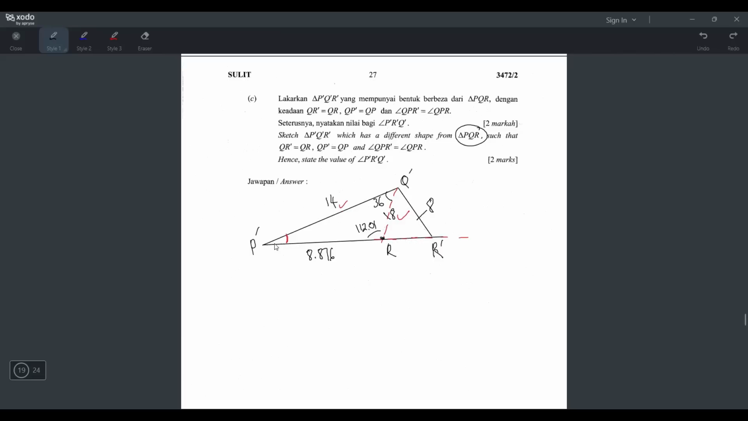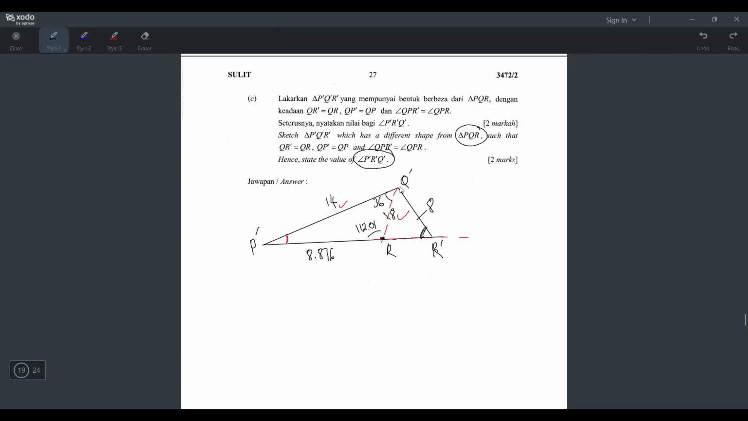Okay. The dotted line is the old one. This one is the old one. Okay. The new ambiguous case, the new one is the whole thing. Okay, now what else does it want? State the value of angle P prime, R prime, Q prime. Where is it? P prime, R prime, Q prime is here, right?